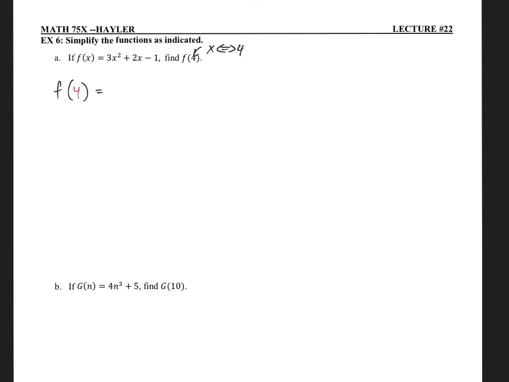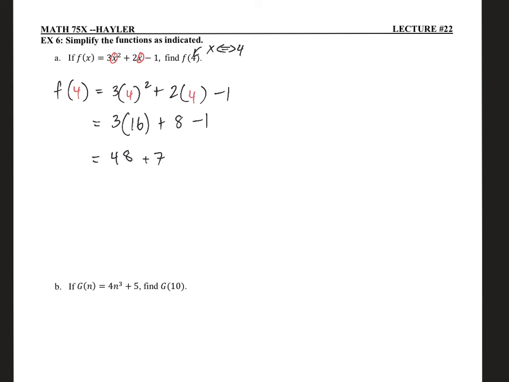So wherever I see x, I'm going to be replacing it with 4. We'll get 3 times 4 squared plus 2 times 4 minus 1. Simplifying, that's going to be 3 times, well, 4 squared is 16. Plus 2 times 4 is 8 minus 1. 3 times 16, that is going to be 48, I think. Okay, and then plus 8 minus 1, so that's going to be plus 7.